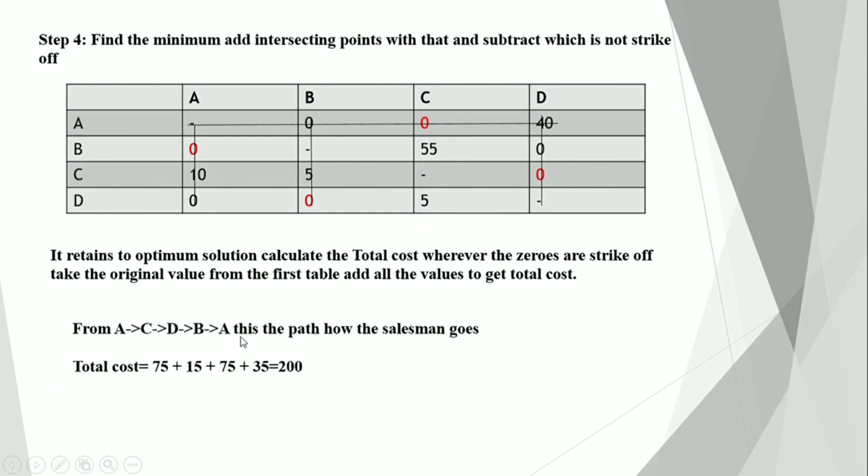So here I have written how the salesman goes, which is the path from A to C. C is 0 here, again C to D. D is 0 here, D to B. B is 0 here, again B to A. Basically it goes and comes back. So the total cost of this is 200.